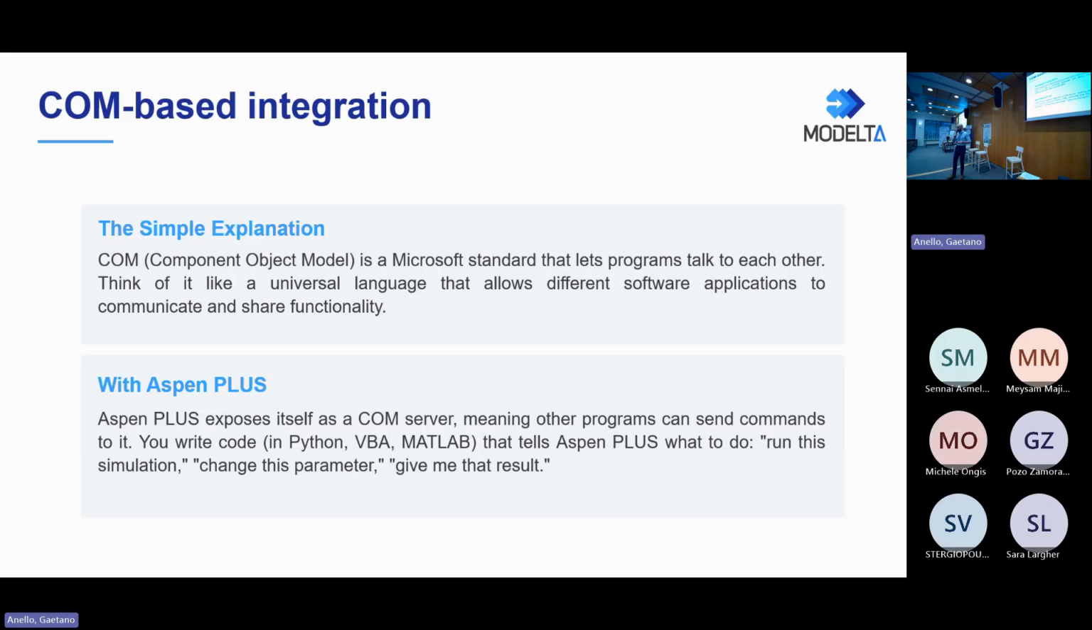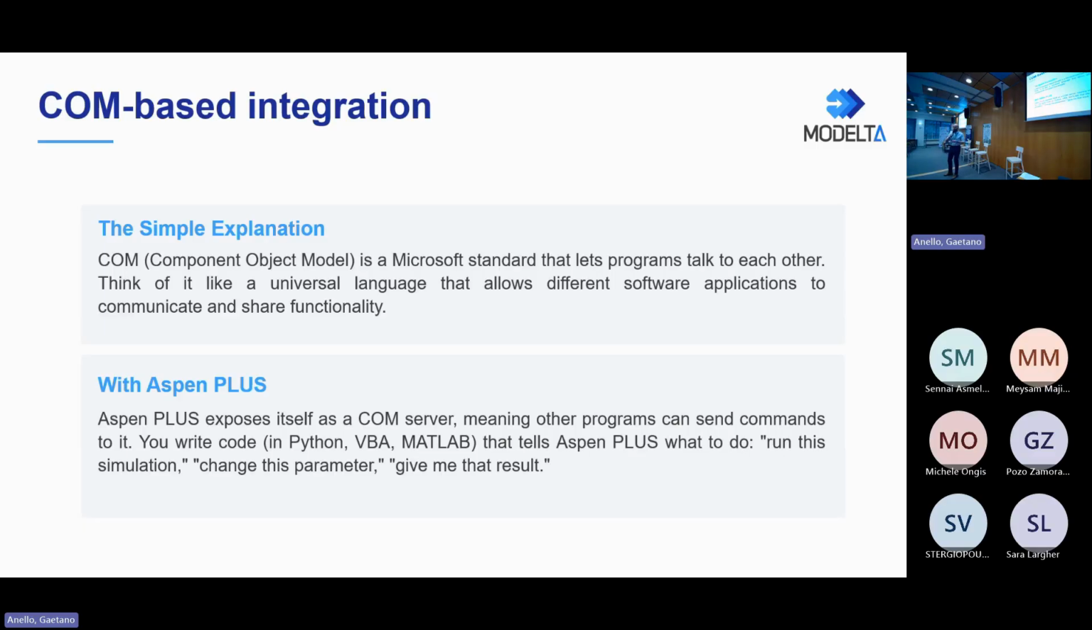So then there's this: COM. This is probably the most technical slide of all of them, so bear with me for a second here. COM is a Microsoft standard that lets programs talk to each other in a way. It's a bit of a universal language that allows different software applications to communicate. Aspen Plus, for example, has a COM interface, and then you can use Python or Visual Basic or MATLAB.